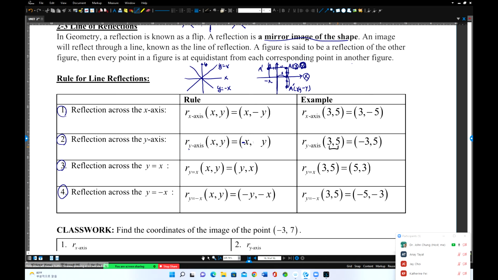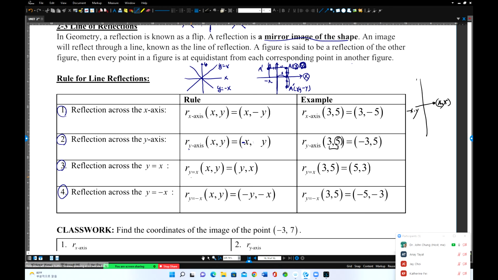Over here, why does it change? X is what? From here you can use it as a graph, right? When you have a point on the y-axis, this is 3 and 5. The other one is what? Okay, x and y. The other is negative x and y. That's why the x coordinate is always negative.